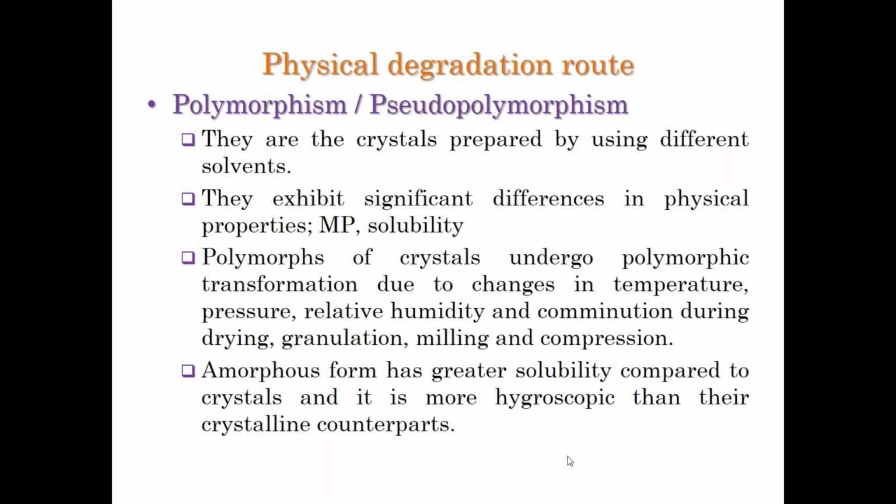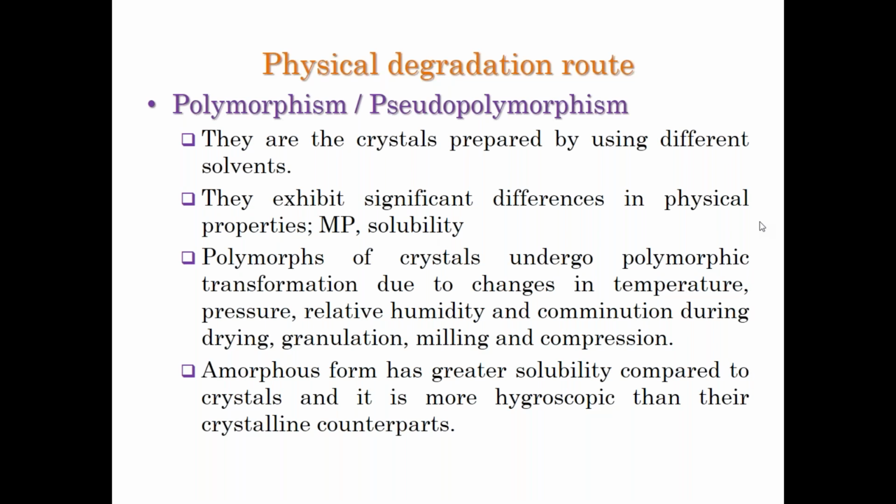Coming to the physical aspect, now that we have some idea about the chemical, let us look into the physical degradation process. Polymorphism and pseudopolymorphism are where the major physical degradation comes into the picture. They are crystals prepared by using different solvents. This information I have been telling you before also. They are different forms of crystals of the same drug, which have different physical properties but the same chemical structure. They exhibit different physical properties: melting point, solubility, even the color might be different.